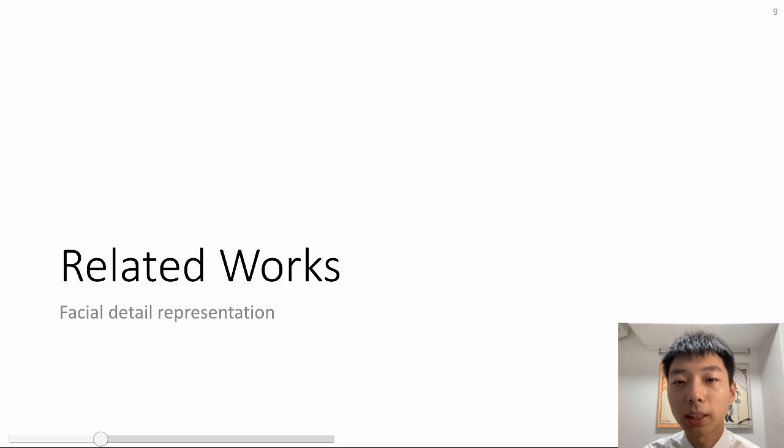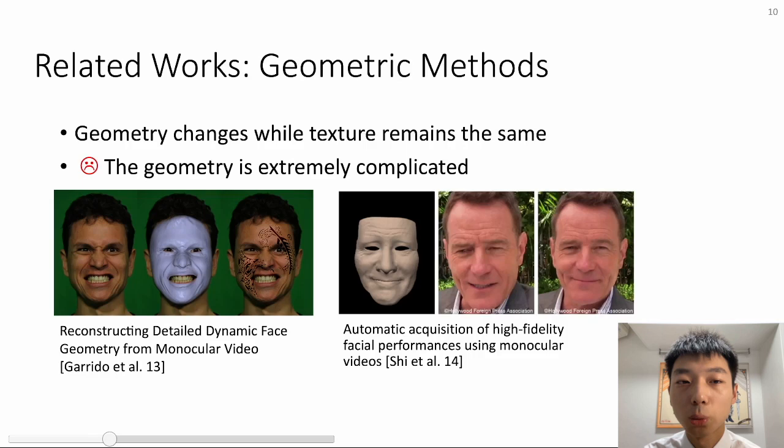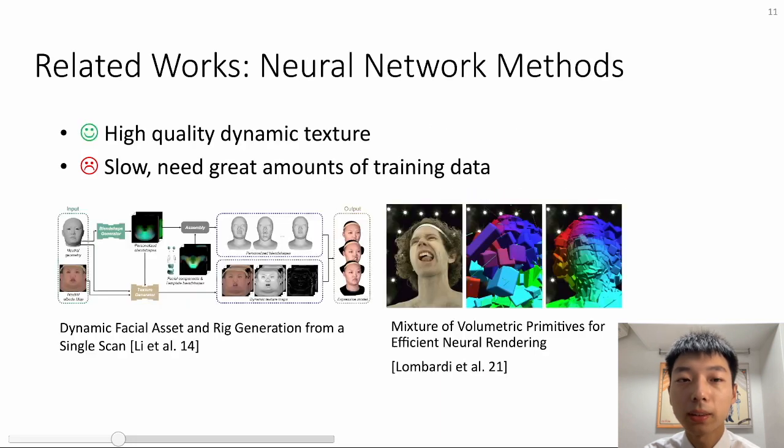Then I'll introduce some related works on facial detail representation. One kind of method is using geometry to represent the facial detail. These approaches have extremely high computational complexity and are unsuitable for real-time applications. Recently, neural networks are popular in generating facial textures. Some works also use neural rendering directly to represent facial details. Although neural networks can generate high-quality textures without storing all the corresponding textures, they are very expensive to generate the textures and need a great amount of training data.